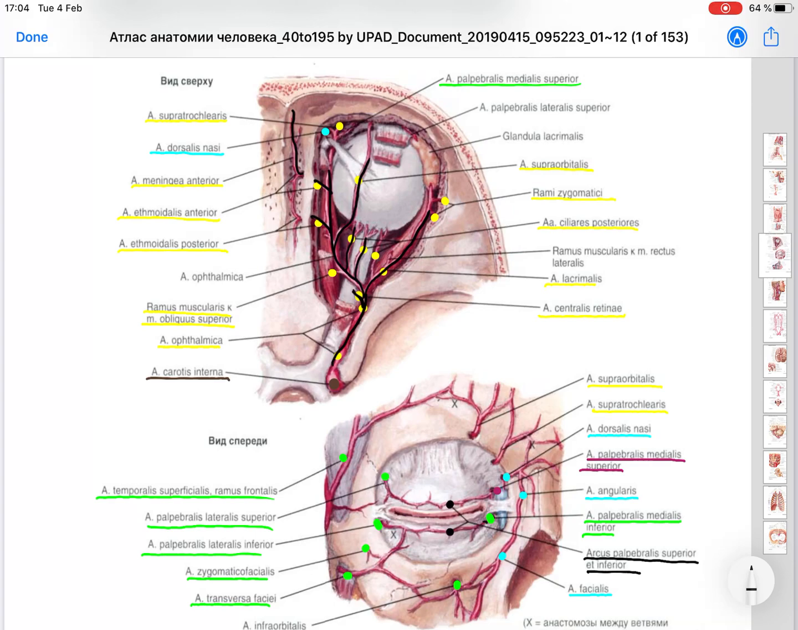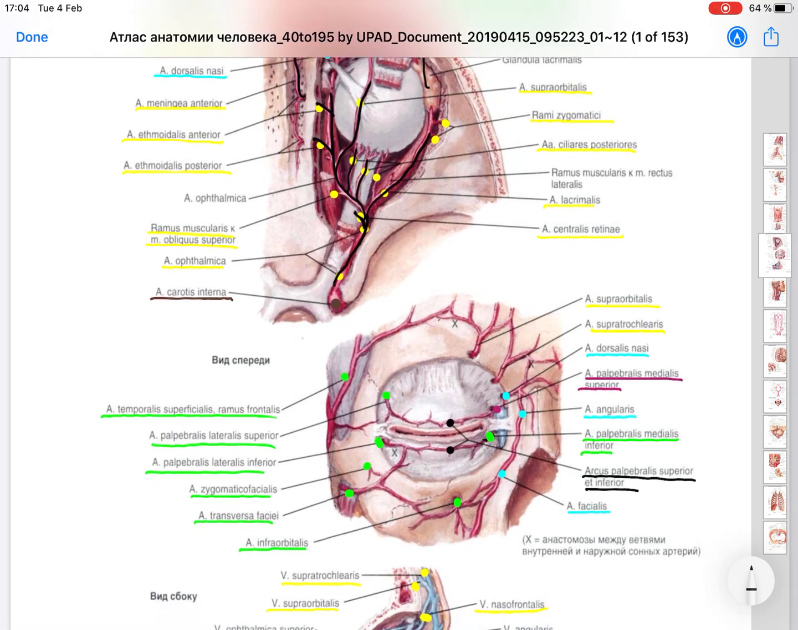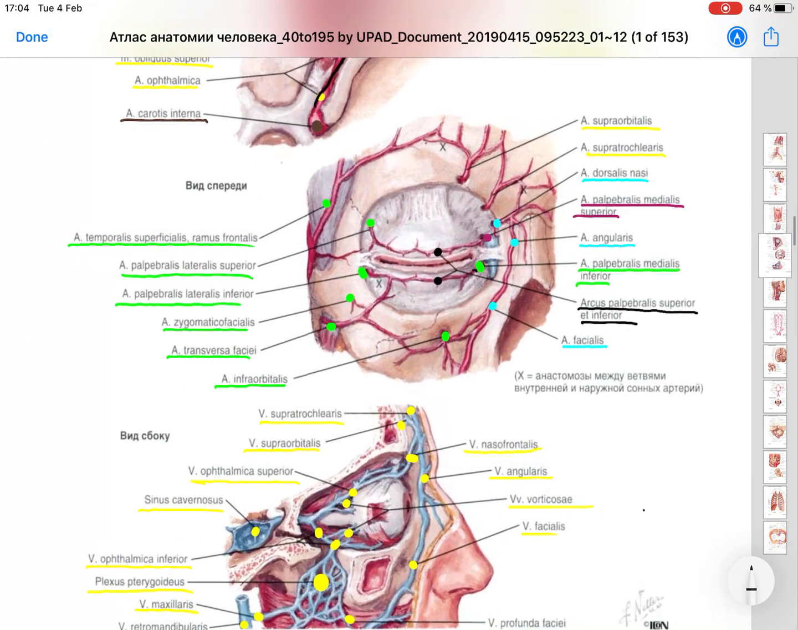And then we will have muscular branches, ramus muscularis, as I already told you, that are giving the blood supply to muscles, extraocular eye muscles like rectus lateralis and then obliquus superior. So likewise, there you have the ophthalmic artery.